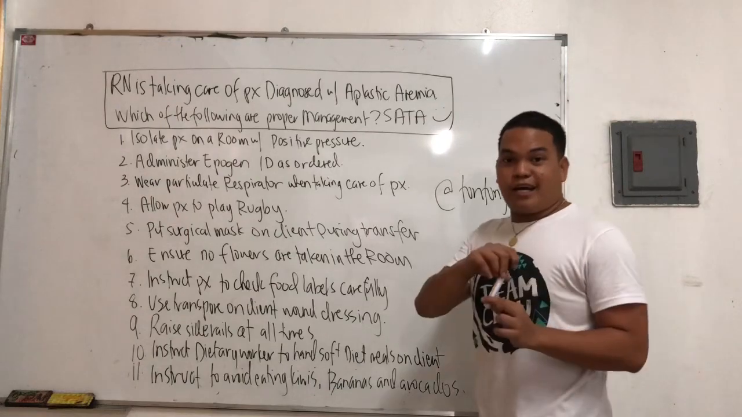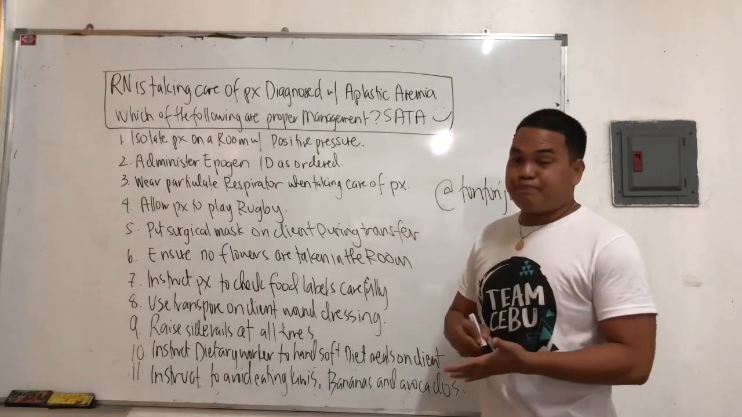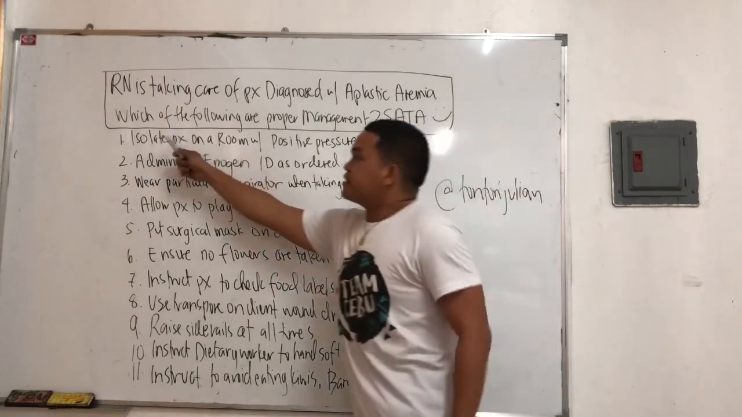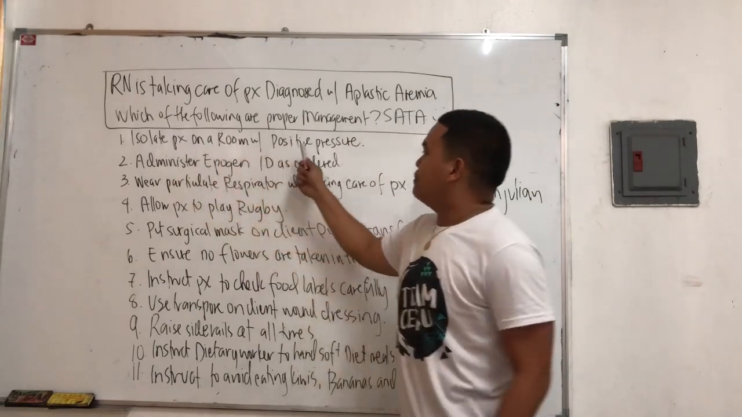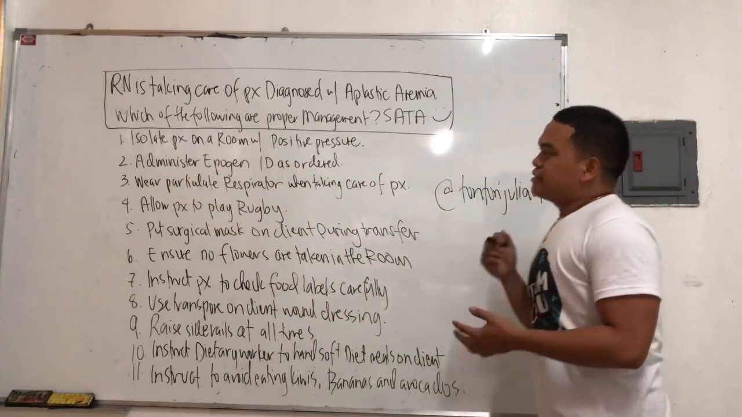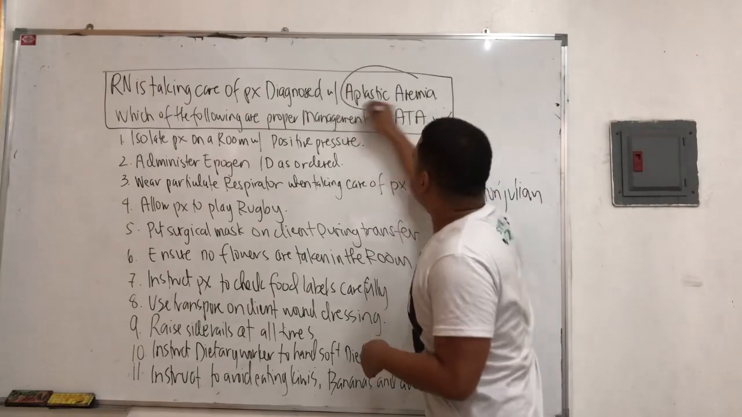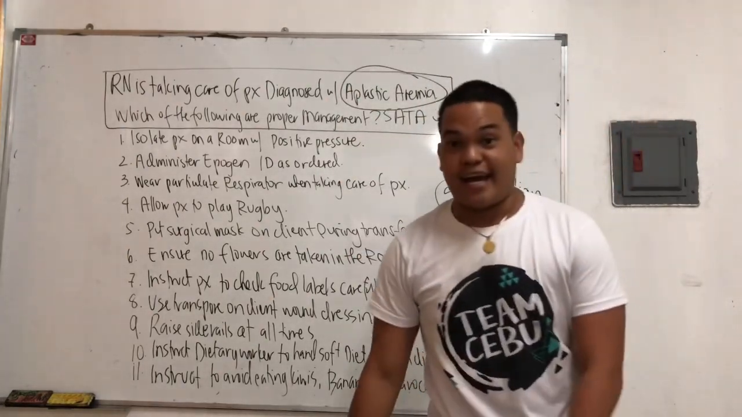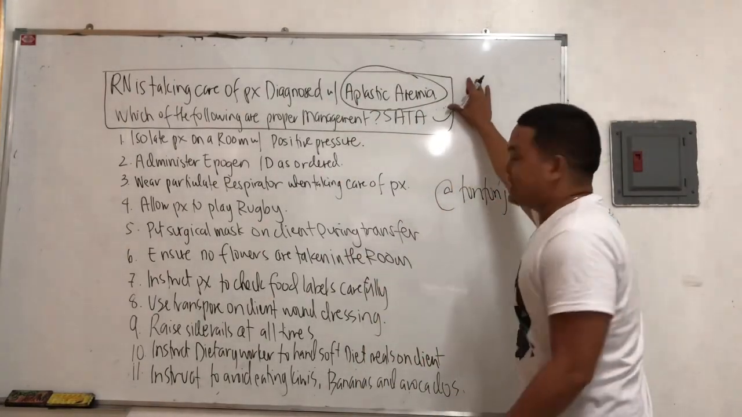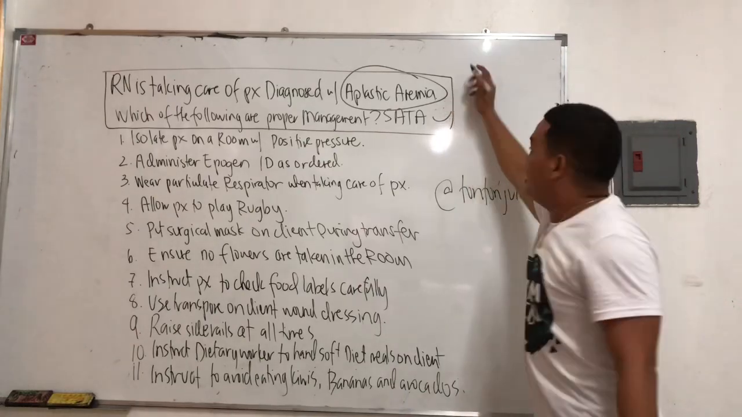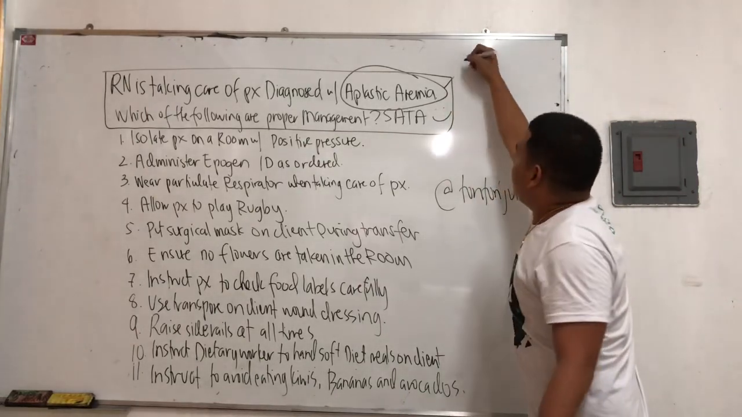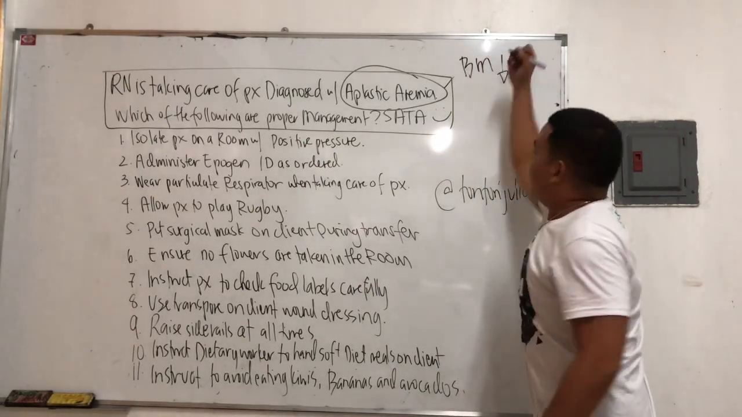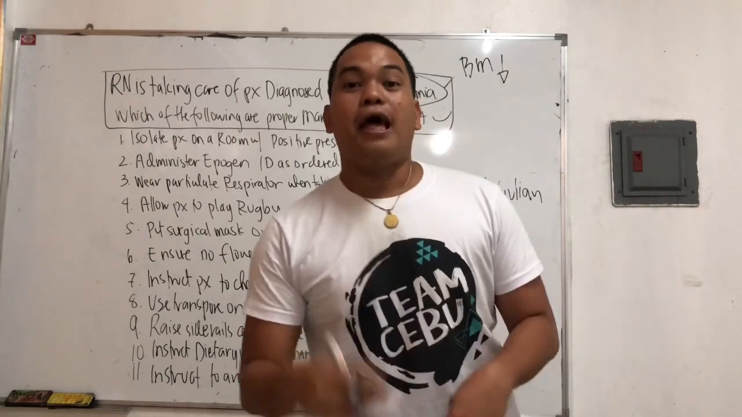So select all that apply. Yung mamark lang natin doon tama mali. First, isolate patients in a room with positive pressure. So first and foremost guys, we have to discuss what is aplastic anemia. Aplastic anemia guys is an example of anemia wherein there is significant bone marrow depression. And again, that's bone marrow depression.